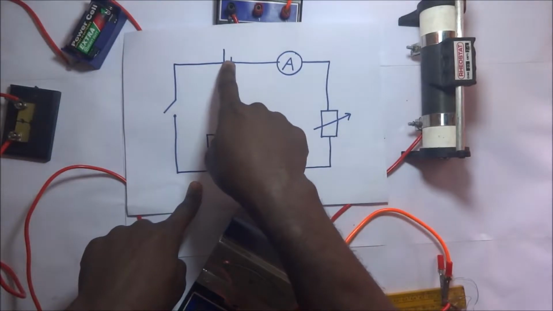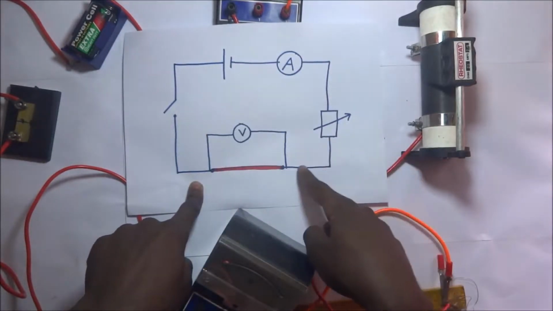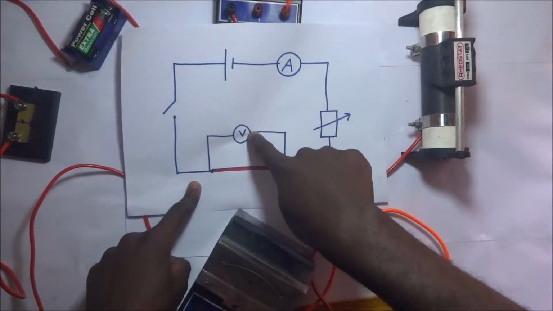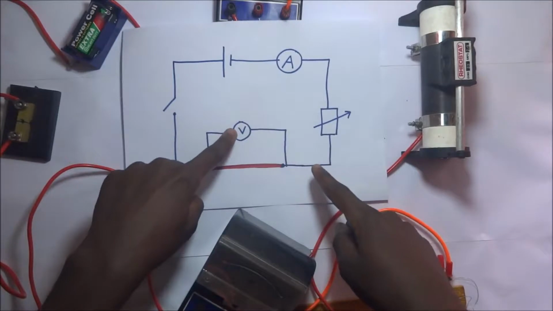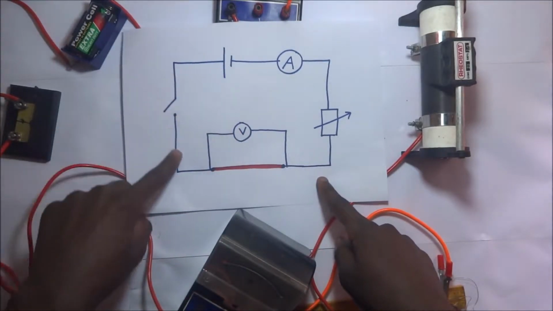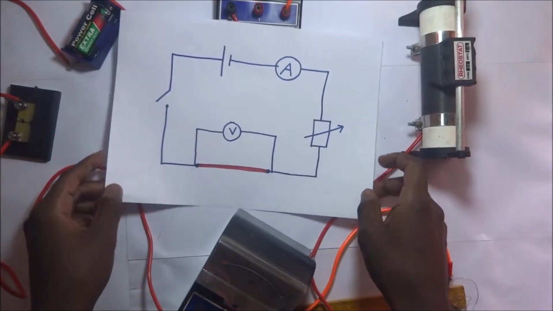This is the negative terminal of the battery. So it means that you're supposed to connect the negative terminal of the battery to the voltmeter correctly. And this other part, the positive terminal of the battery, is supposed to be connected to the voltmeter correctly, just like the way we did with the ammeter.